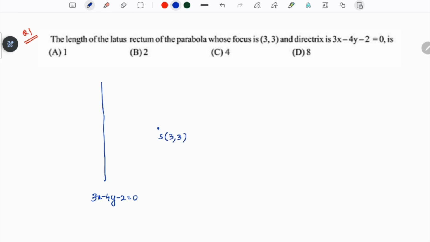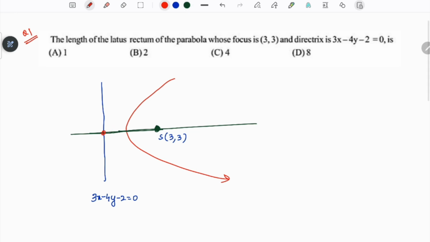Okay, I need to find the latus rectum. What would be the strategy? Anyone? This is the parabola, right? This is the axis. I know the focus, this point I know, and I know the directrix. This is A units, this is A units. The answer is 4A, which is easy to calculate.